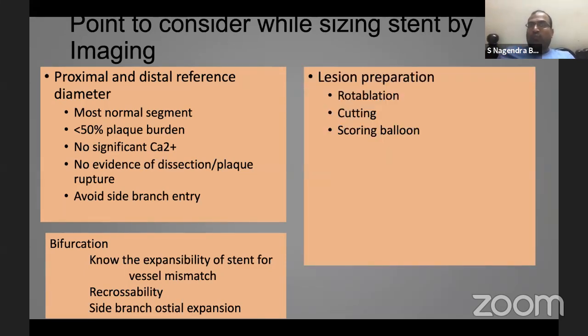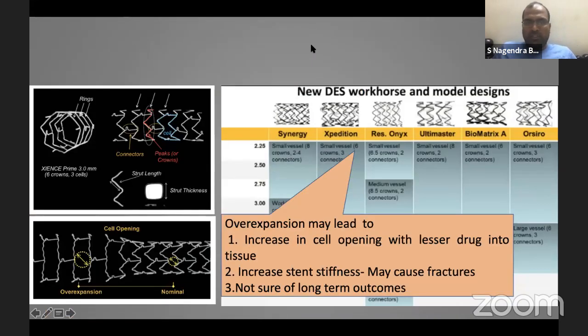Also, you should look at lesion preparation. Can I do this intervention without any block modification strategy? Or if a block modification strategy is required, what kind of strategy should I use? Should I use rotablation? Should I use IVUS? What kind of strategy should I use? These are all the questions that are essential to be considered when you are doing IVUS or OCT.